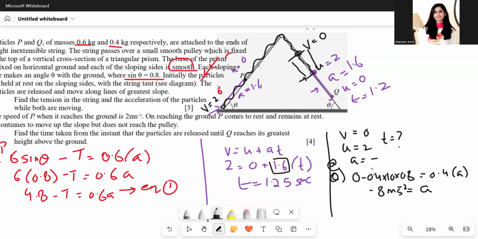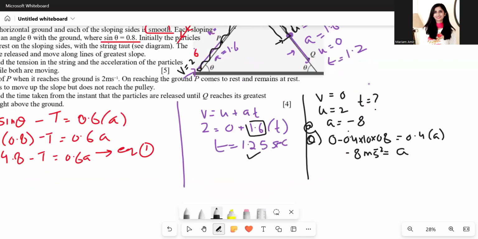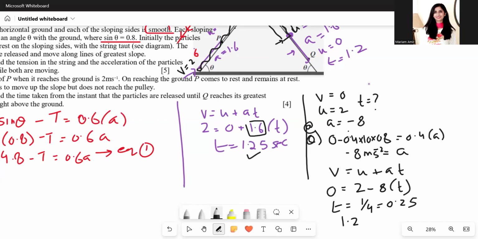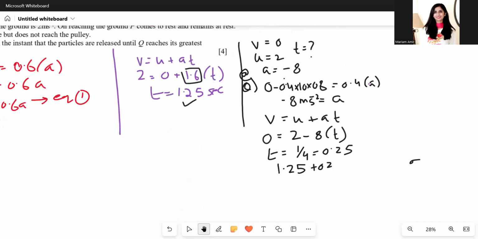Now we can find t and then add it to this t. Okay, so we're going to use v equals u plus at again. So 0 equals 2 minus 8 times t. T comes out to be, sorry, not 4, 1 over 4, which is 0.25. Now we add both the times. 1.25 plus 0.25 gives 1.5 seconds, which is the final answer.